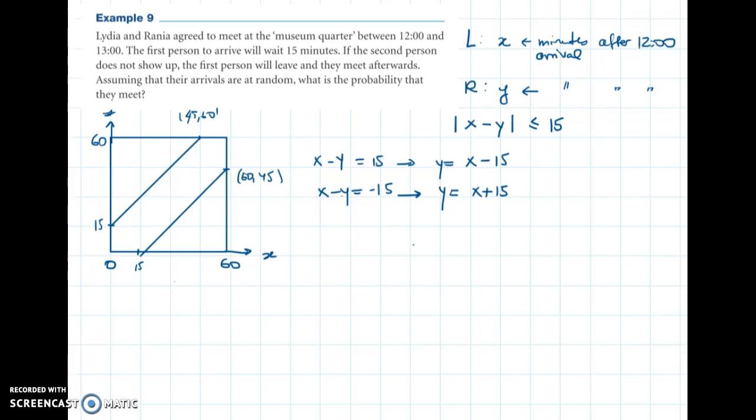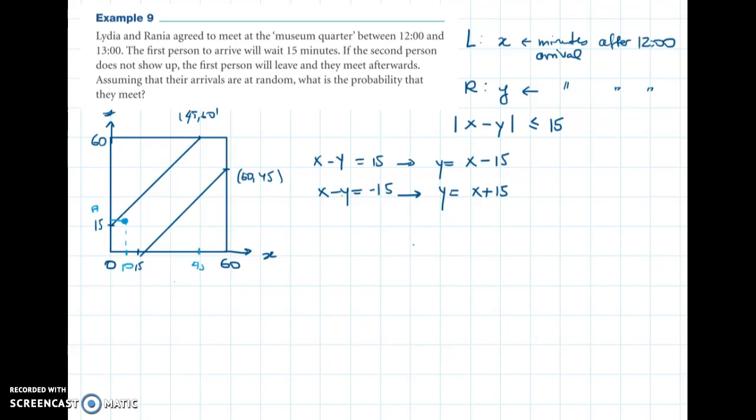Let's say, for instance, we pick the point here, I don't know, I'm going to pick here 10, 17. This point 10, 17 means Lydia arrived 10 minutes after noon, so at 12:10, and Rania arrived 17 minutes after noon, so 12:17. So Lydia had to wait only for 7 minutes, so they meet. So this point over here is one of the points that are good for us, one of the points where they do meet.